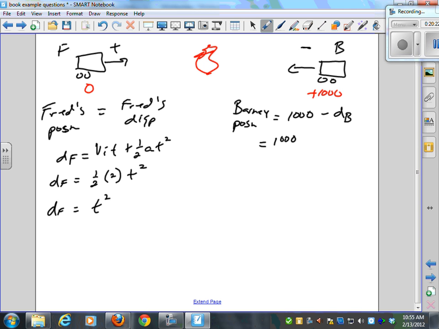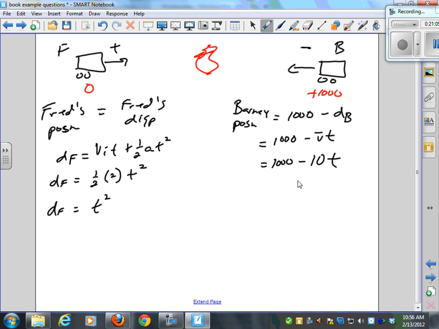Okay, so Barney's position is equal to 1,000. Now he's traveling at a constant speed, is he not? He's moving at a constant 10 meters per second. So his displacement is actually equal to v-bar t. Barney's position is 1,000 minus vt, where Barney's speed is 10. Okay, so Fred's position is t squared. Barney's position is 1,000 minus 10t. When do they smack into each other? When their positions are the same. In other words, when this equals that.